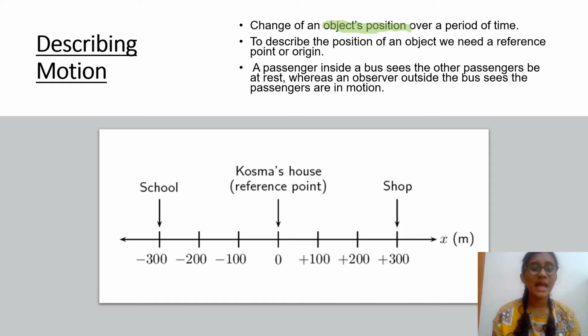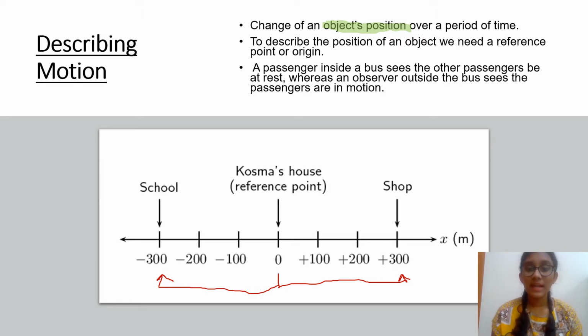For example, let us look at this image. Here we have Cosma's house as the reference point. The shop is 300 meters to the right of Cosma's house. That's why it's a positive value. And the school is 300 meters left from Cosma's house, which is why it's a negative value. So here we take Cosma's house as the reference point and we describe the position of the shop and the school from the viewpoint of Cosma's house.